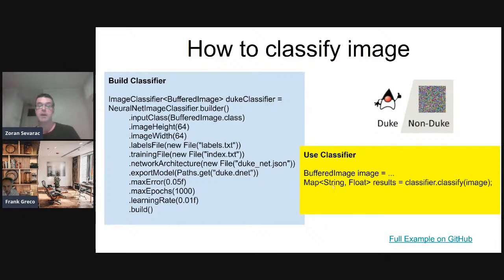And the map is containing labels and corresponding probabilities that that image is Duke or non-Duke.